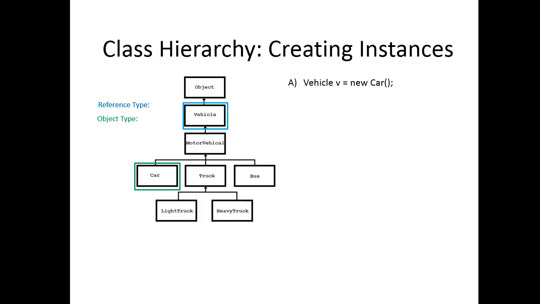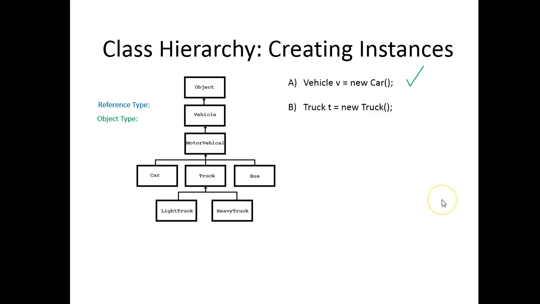If we look at this, we always want to think about the reference type and the object type. We see that this line has a reference type Vehicle and an object type Car. Remember, references must be the same as the object type or a more generic type. Vehicle is a more generic or more general type than Car, so this is valid.